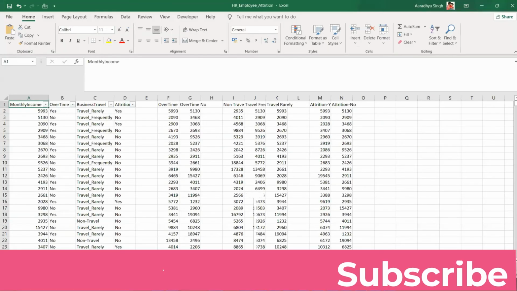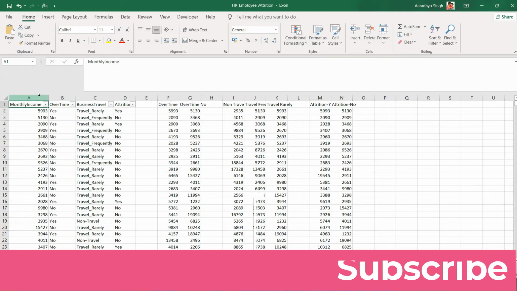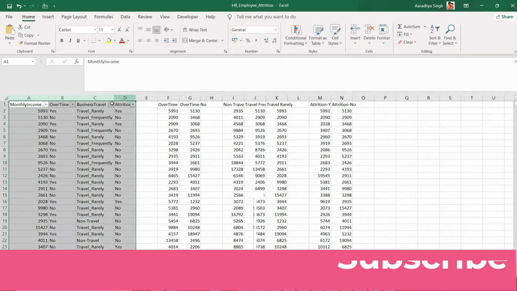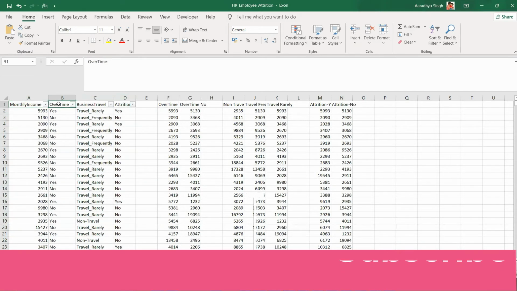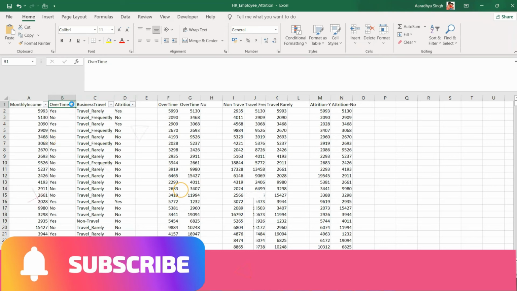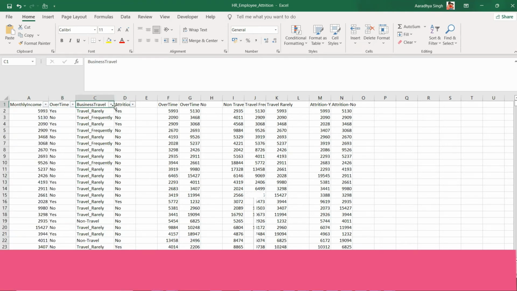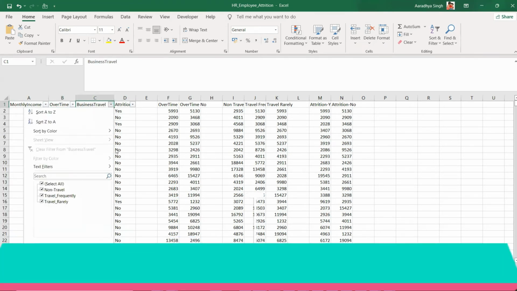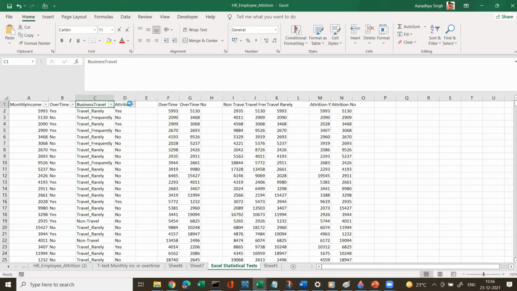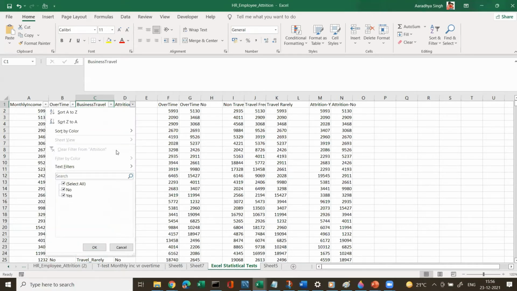This is the data set that we are going to use. We have the data set in four columns. I have monthly income. Second column is for whether the person worked overtime or not. The third column is for business travel, and we have three different levels as shared earlier. The fourth column has attrition information. We have some employees who were attrited and some employees who are still with the organization.